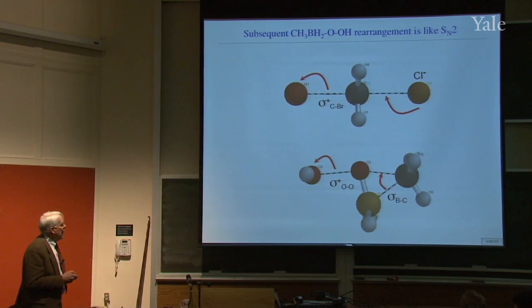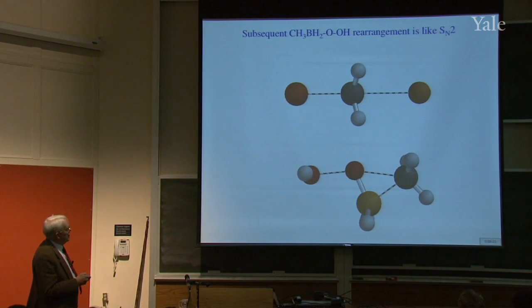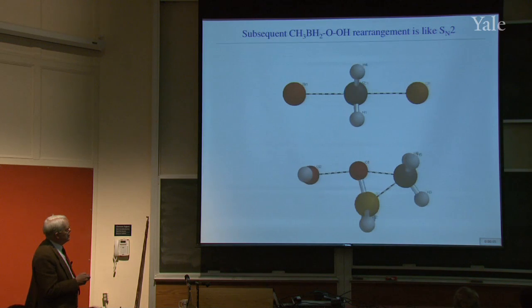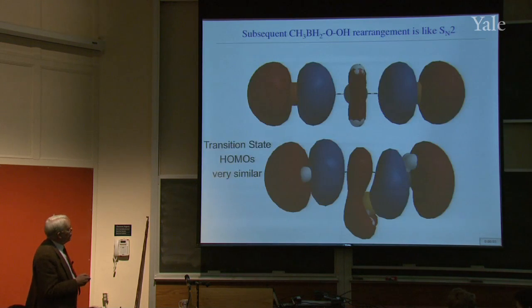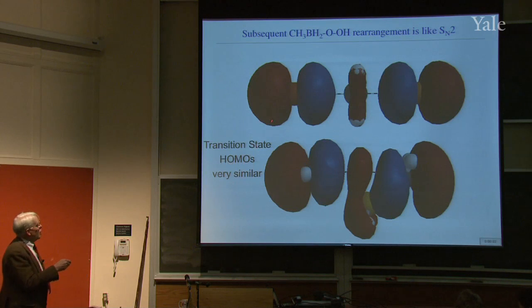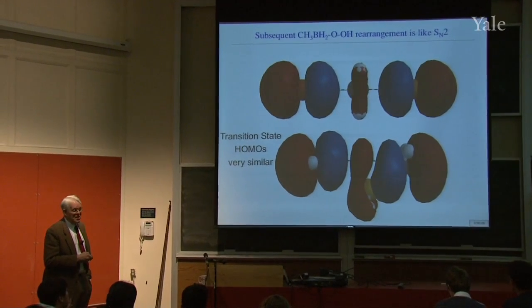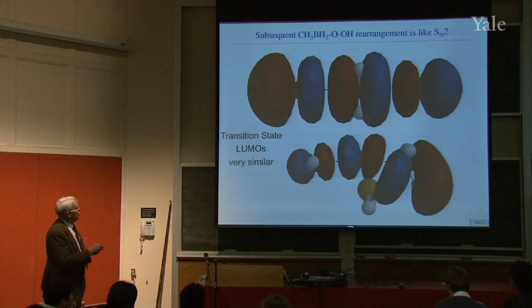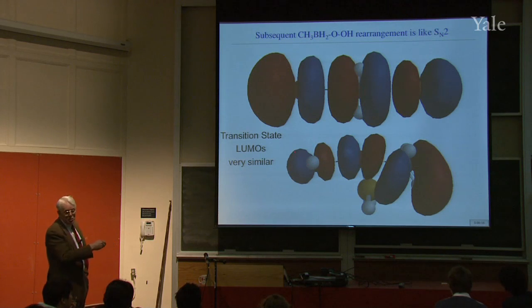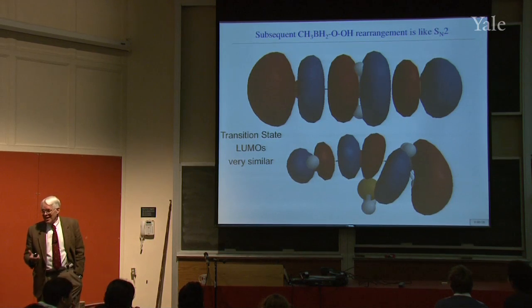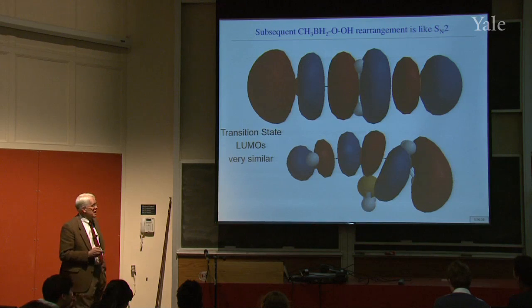Right? And in fact, if we go to the transition state, you see the thing bouncing back and forth in the transition state. But if we look at the orbitals of the transition state, this is the HOMO for SN2. This is the HOMO for this rearrangement. See, the orbitals look almost exactly the same. And if you look at the LUMO for the SN2 and the LUMO for this rearrangement, it's the same reaction as SN2, this rearrangement is.